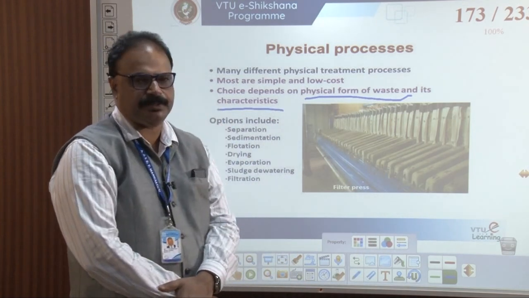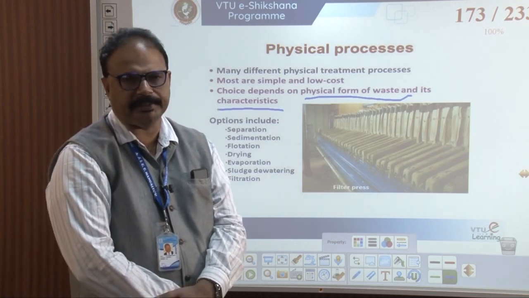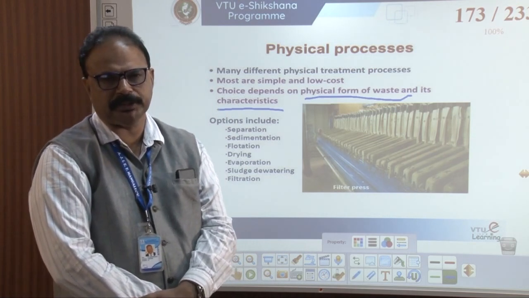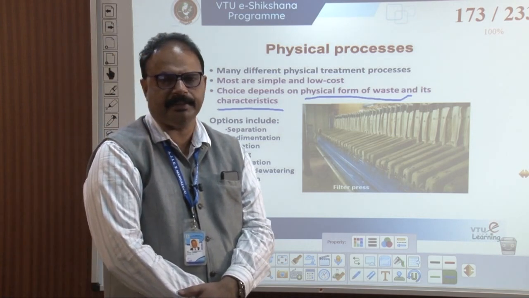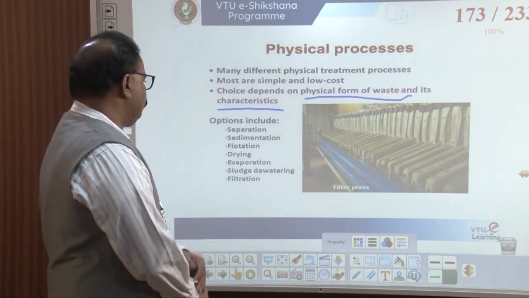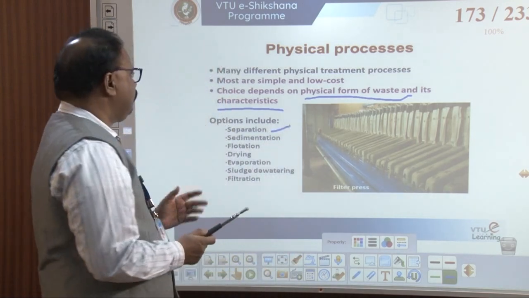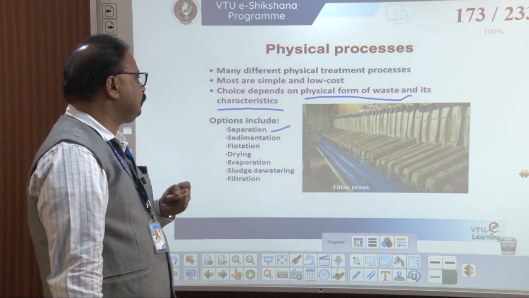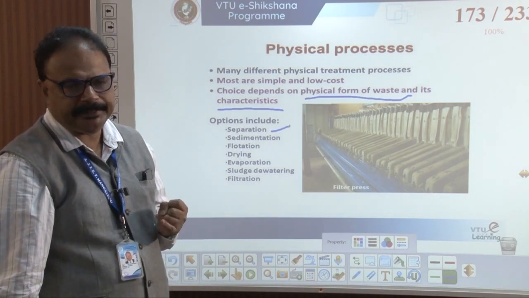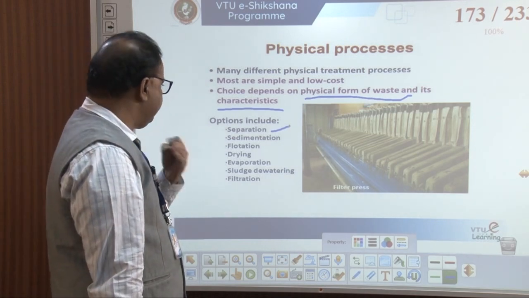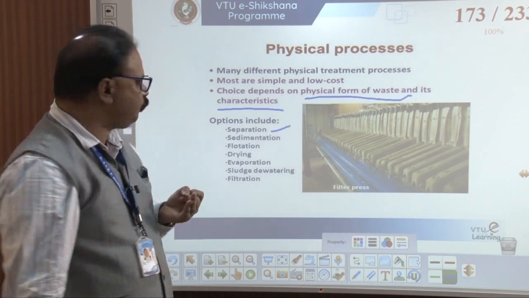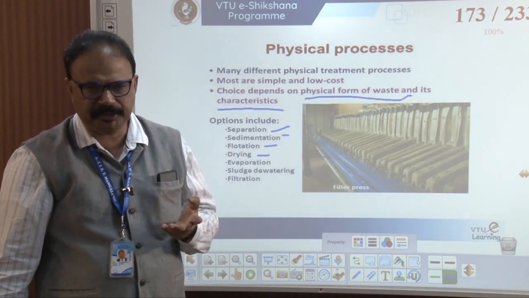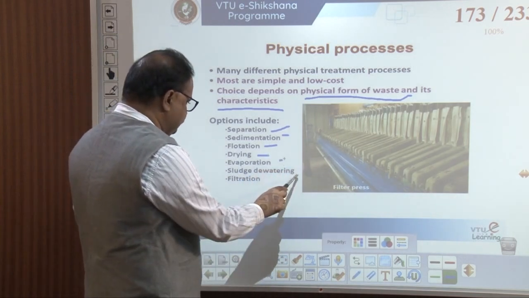Options include separation, second sedimentation, third floating, fourth evaporation, fifth sludge dewatering and filtration. These are the different types of physical process. First separation, a physical treatment. Sedimentation, second treatment. Floating, third treatment. Drying, fourth treatment. Evaporation, another physical treatment. Sludge dewatering and filtering.